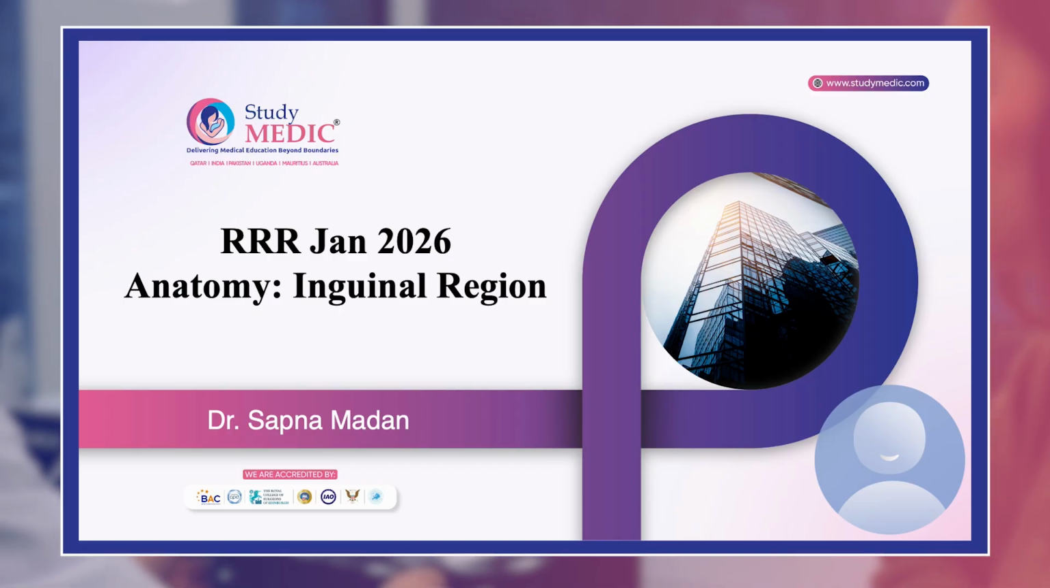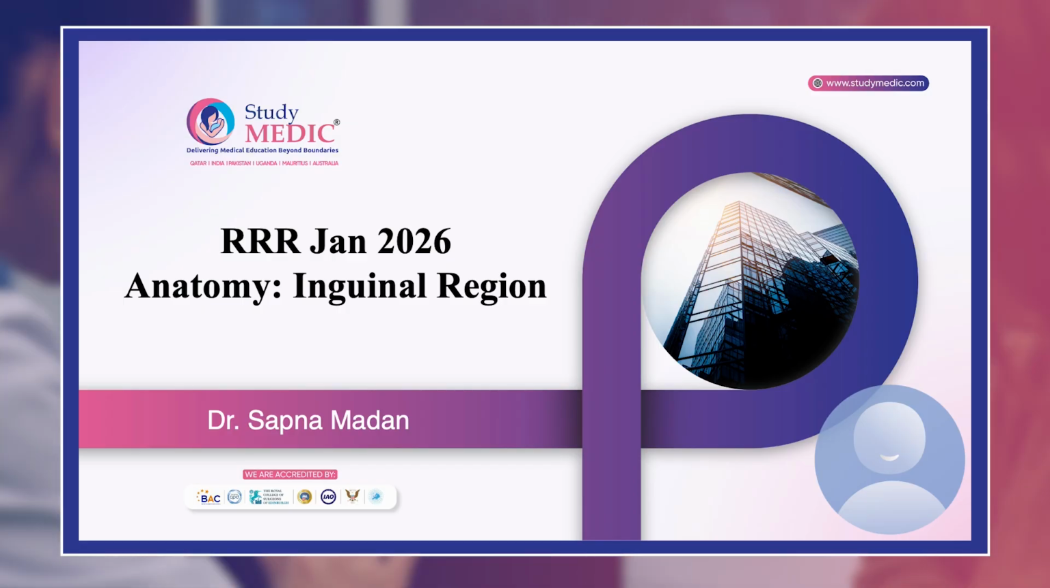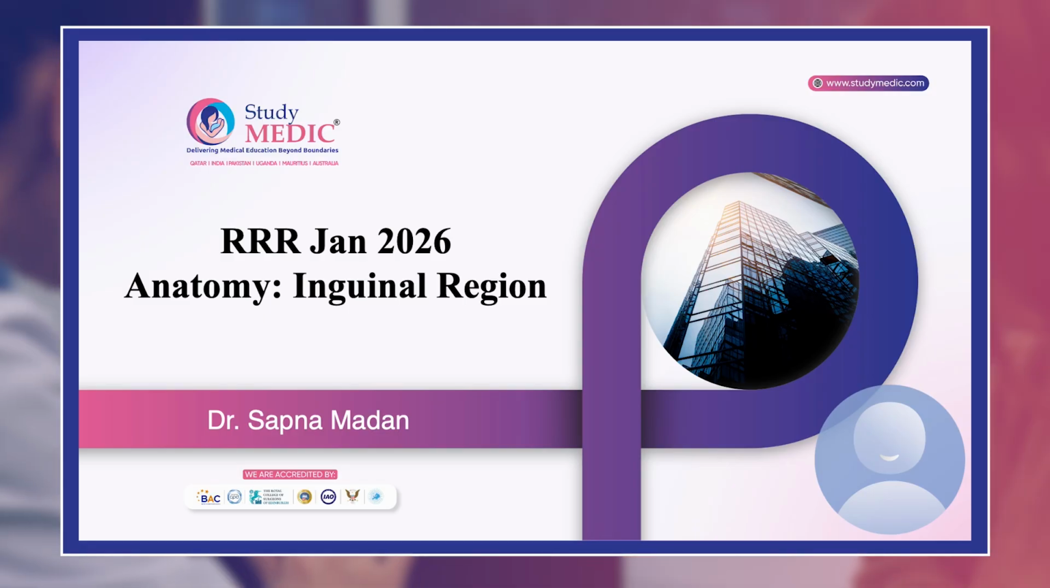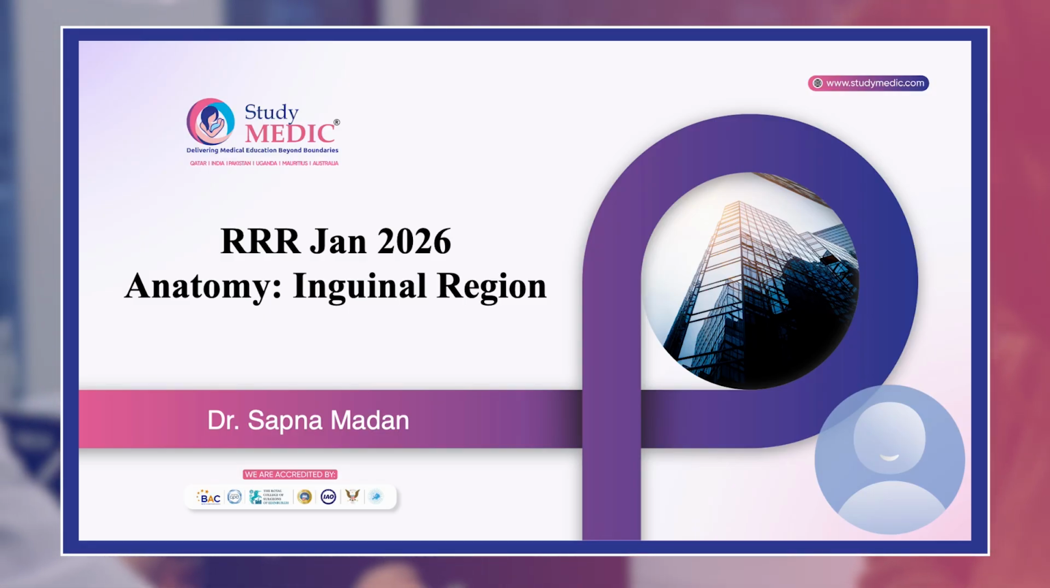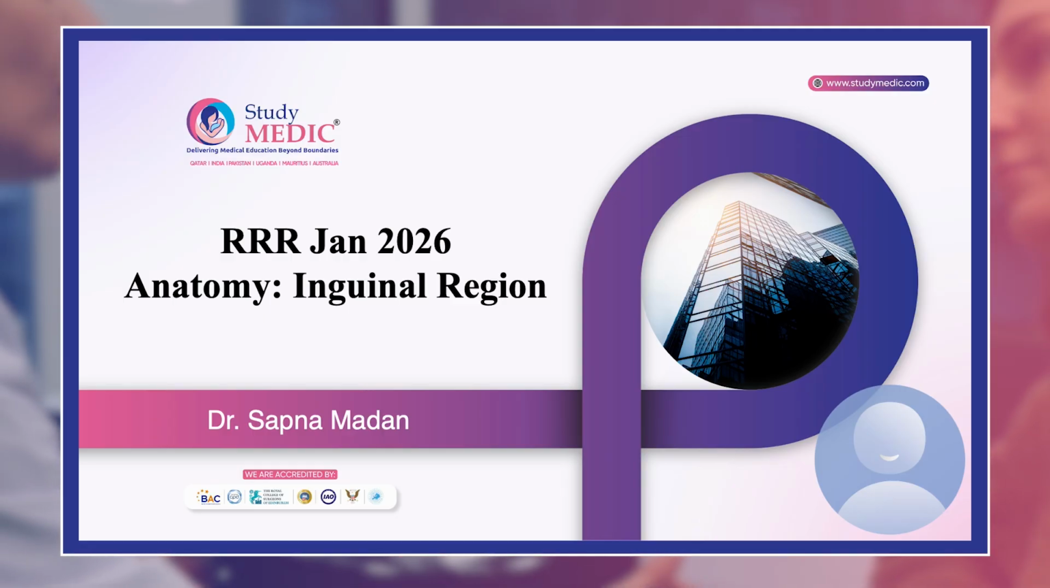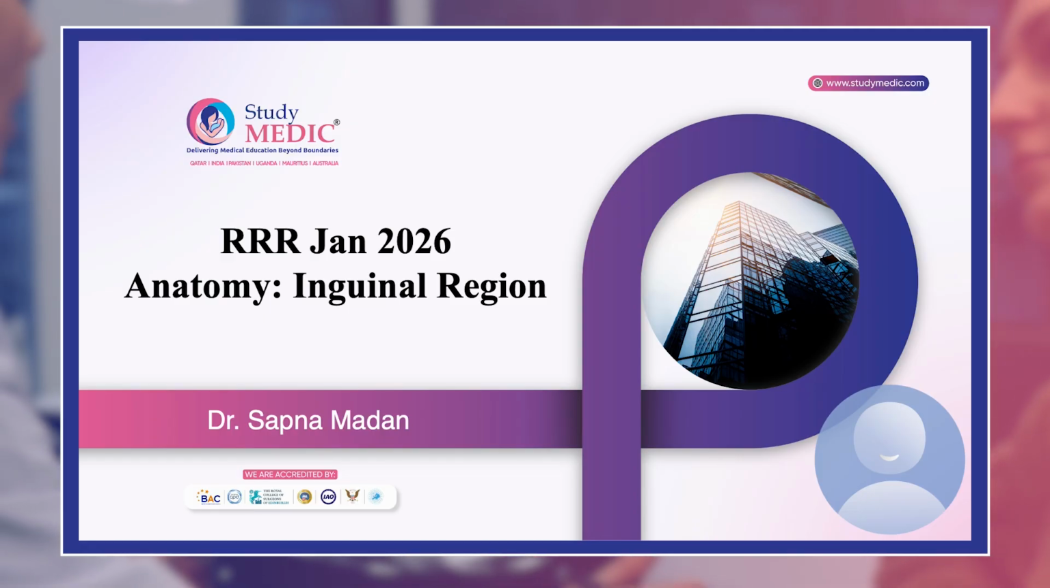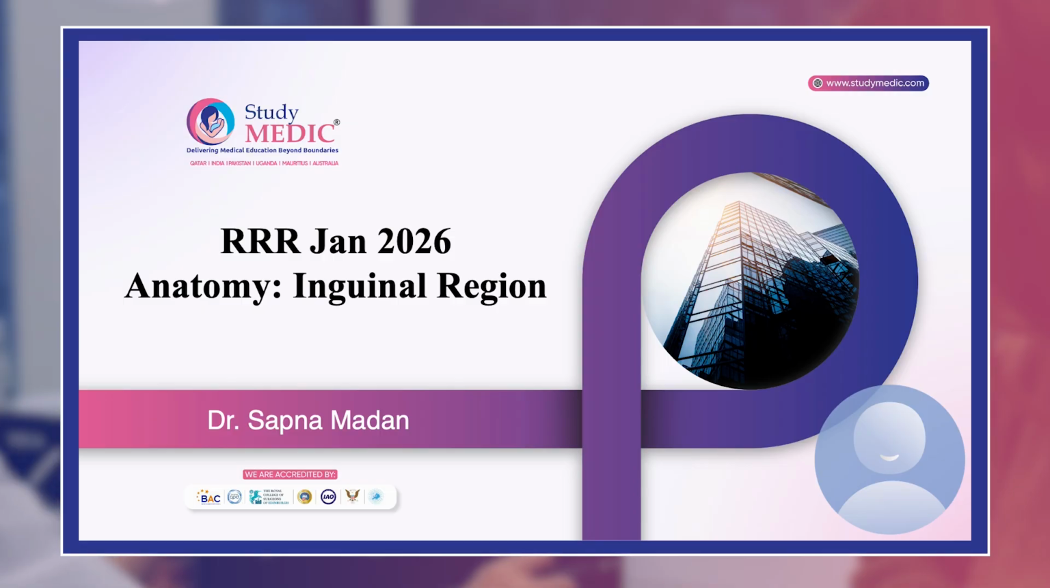And today we'll be covering a very short but very high yield topic for your Part 1 exam, and we'll be covering Inguinal Region from the Anatomy module. The commonly tested questions in this topic are mainly the contents and the hernias, applied anatomy, and we will be focusing on what the examiners really want you to know.